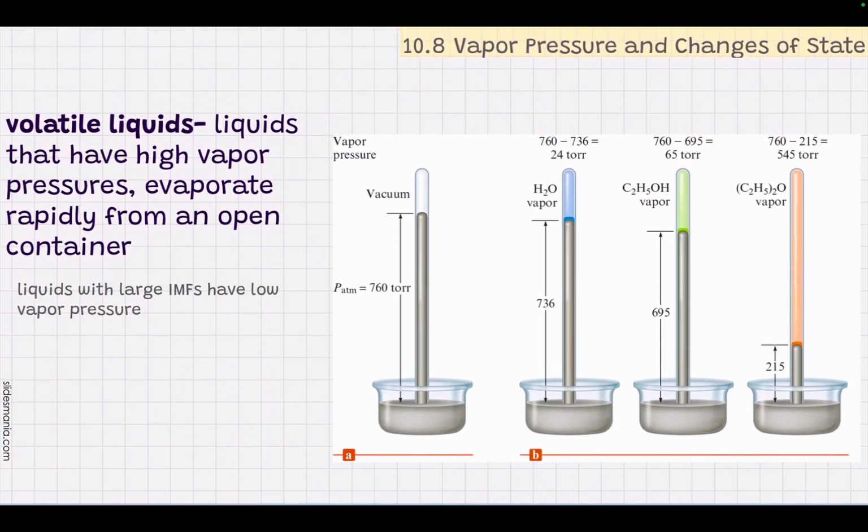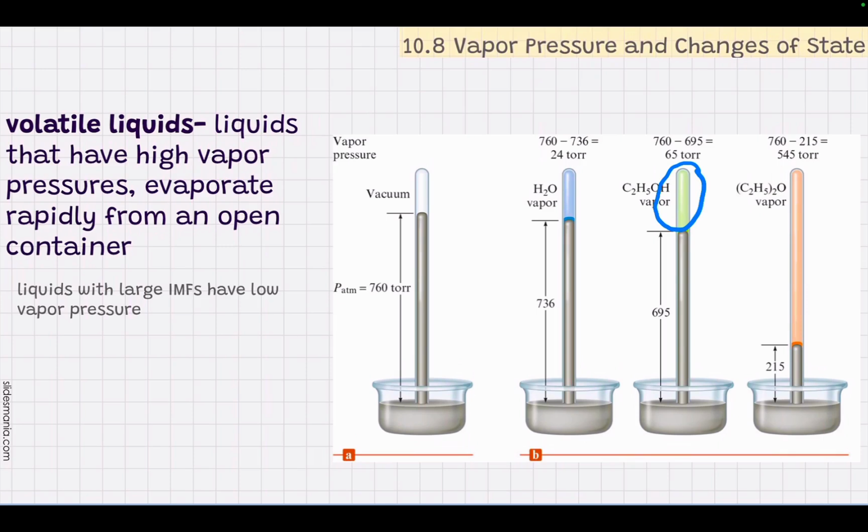Volatile liquids, some liquids like alcohols and nail polish remover, which is acetone, have a high vapor pressure because they evaporate so easily. So there will be a lot of vapor above the liquid. And this is kind of showing you some more volatile liquids. This is the point where you would have the equilibrium between the vapor and the liquid.